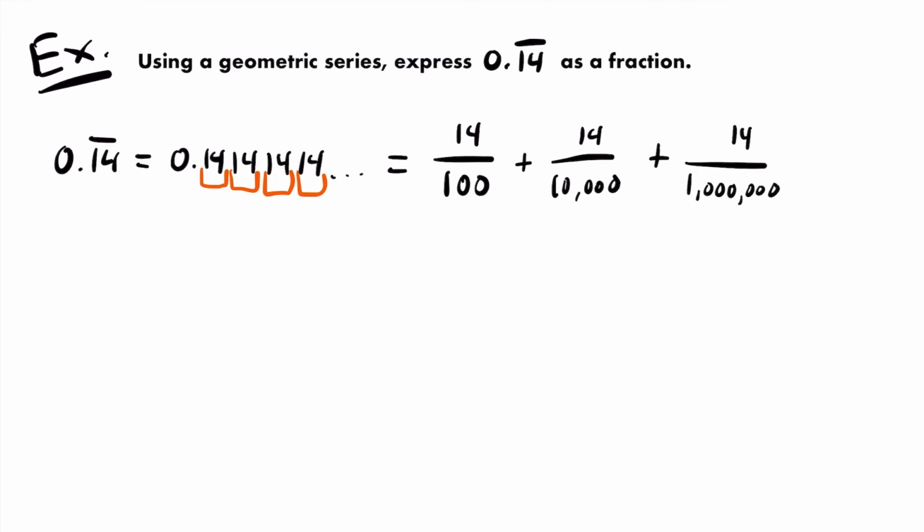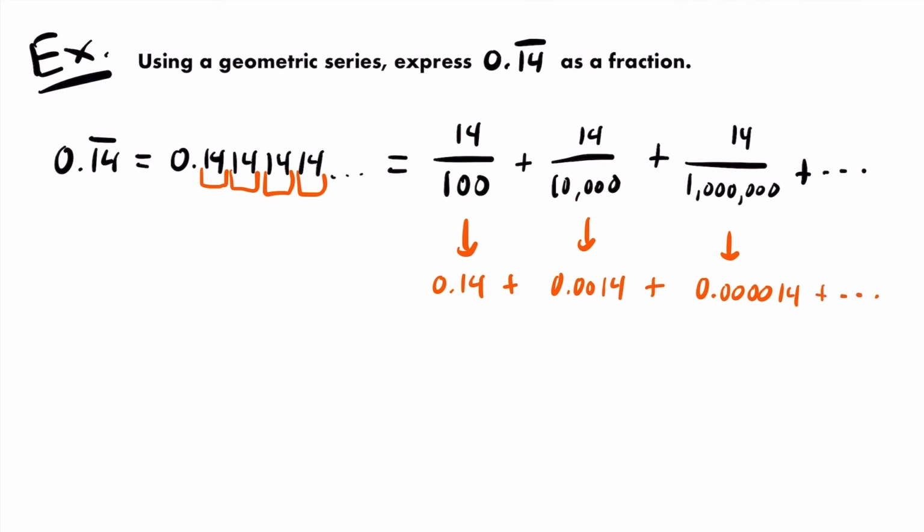All right, so that is going to be the last fraction that we write down, but this would continue on forever. Okay, and so just as a reminder, 14 100ths is 0.14, 14 divided by 10,000 is 0.0014, and 14 divided by 1 million is 0.000014. And so if we add those decimals together and then more after that, we will slowly build this repeating decimal. Okay, and so now what we want to do is rewrite this infinite sum of fractions with a geometric series.